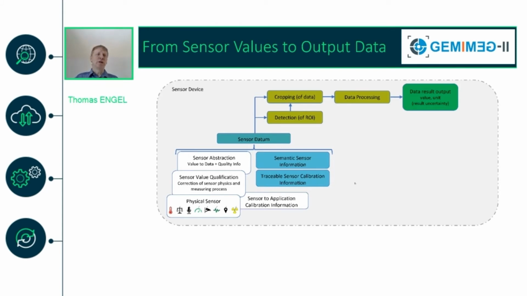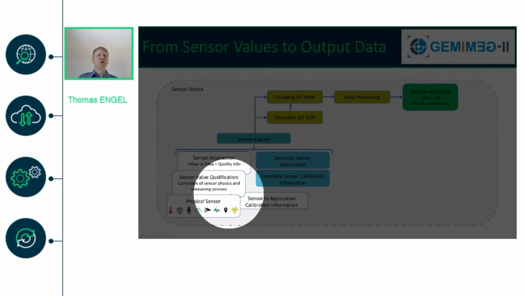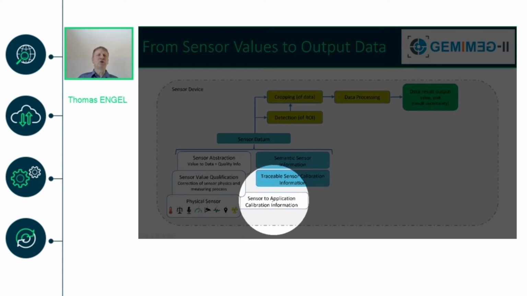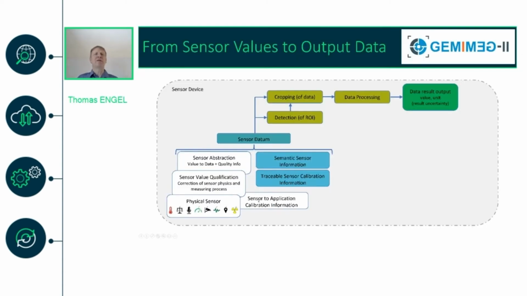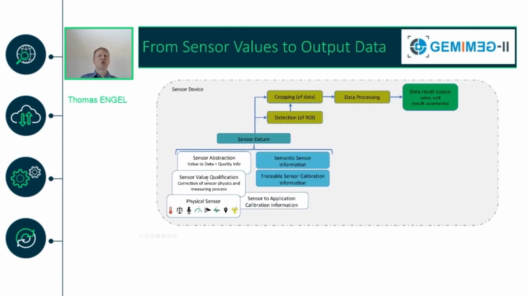From a sensor's point of view, it looks the way it is sketched here. So we start in the lower left corner with a physical sensor, and the physical sensor is used and probably built into a machine or a system. So we have to have a sensor to application calibration and the related information. Then we also do, of course, have the measurement values, so the sensor value qualification to correct for any sensor physics and also any kind of influence from the measuring process.